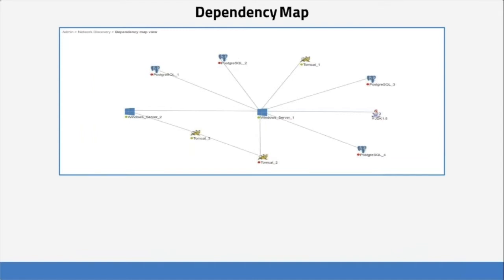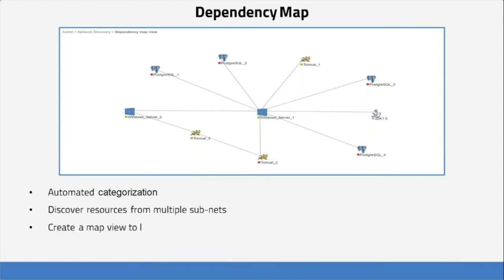So this is a dependency map based on the information that was provided, right from the IP range, the port number, and the credentials. Now, once everything has been verified, it will create a map view, which is what we are looking at right now. And the benefit of this map view is it automatically categorizes the respective resources, be it a server, a database, or an application. And it discovers resources from multiple subnets, and it creates a map view like what we see over here. And most of all, it creates monitors with connections.